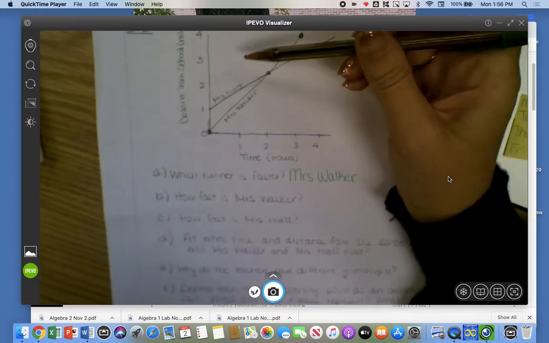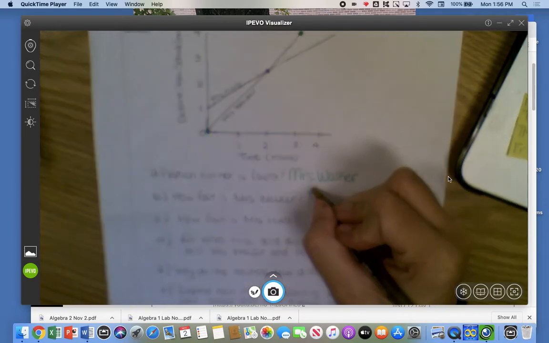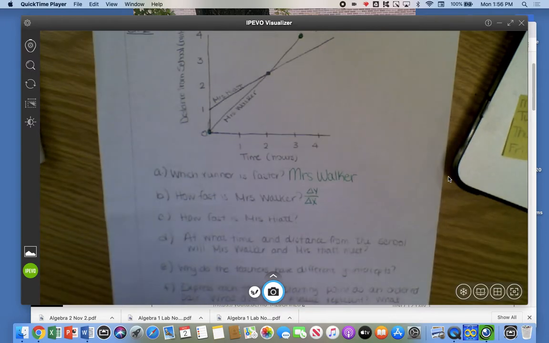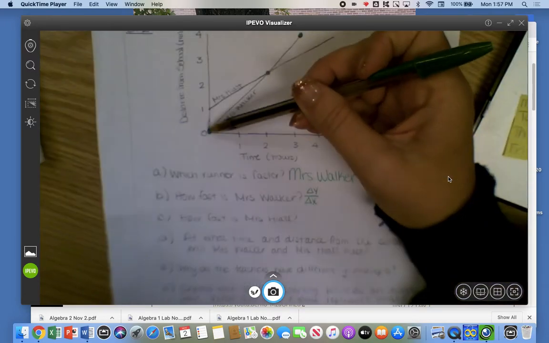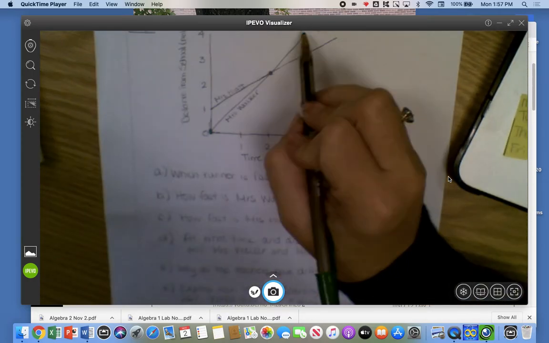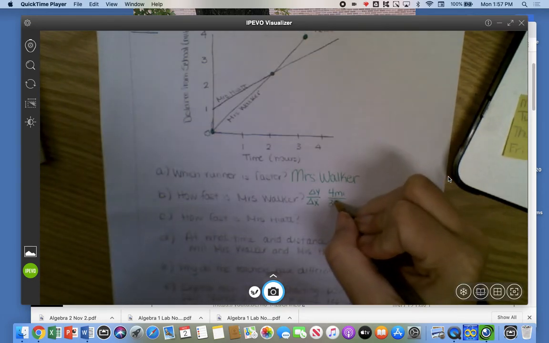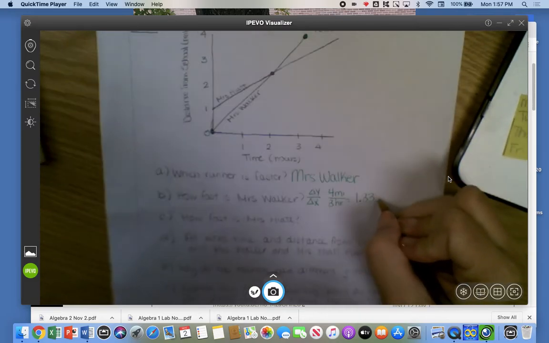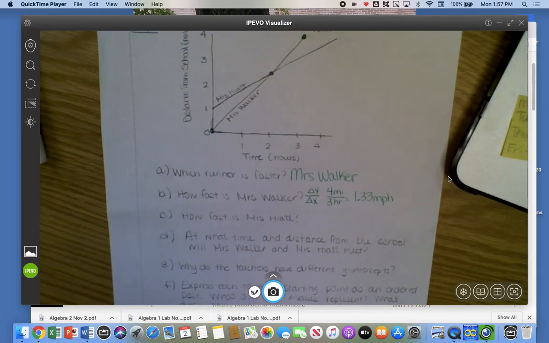So if you can see, I travel 4 miles, so my change in y over my change in x. That symbol, that triangle, just means change. It's actually a Greek letter delta, which represents change. So I travel 4 miles in 3 hours. So I go up to 4 miles, I go over to 3 hours. So 4 miles in 3 hours. And so that actually, if we want to divide that, it's about 1.33 miles per hour.